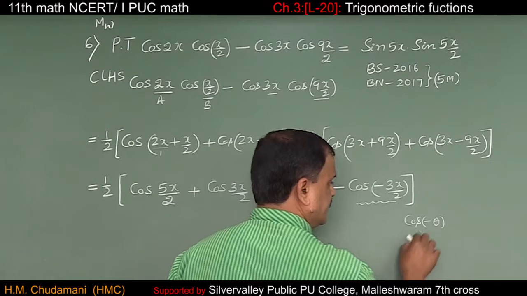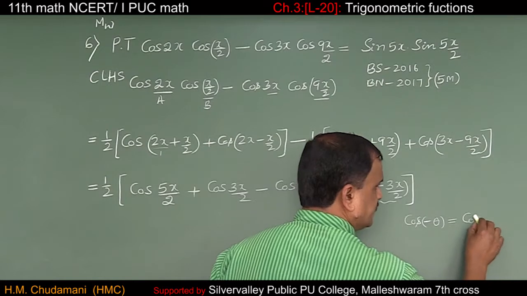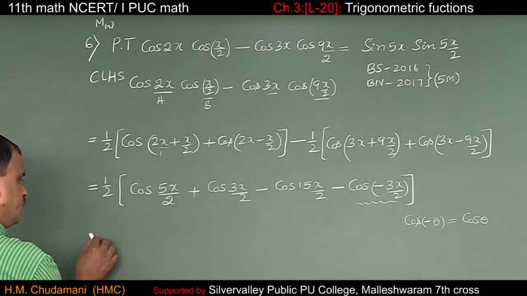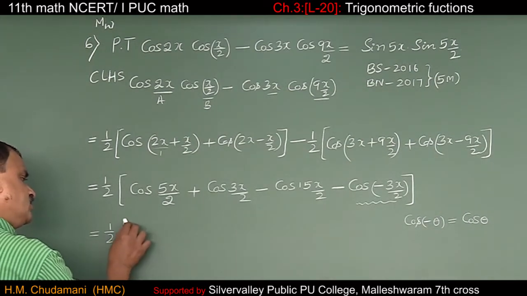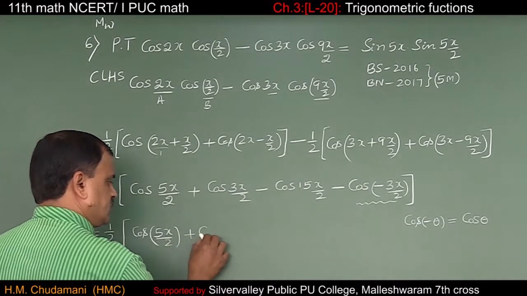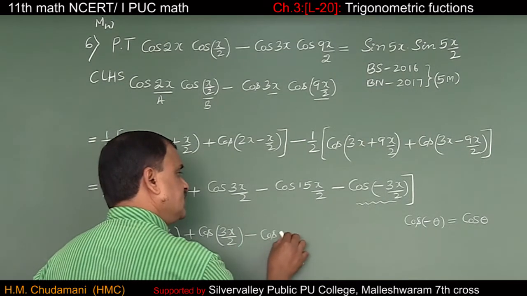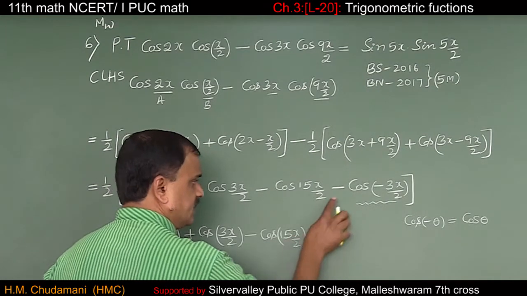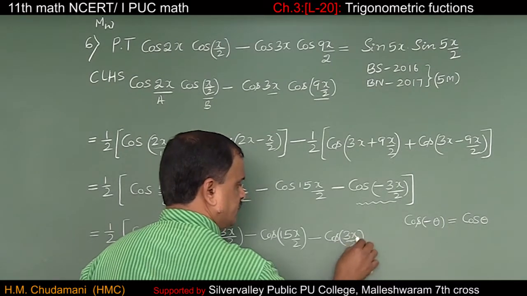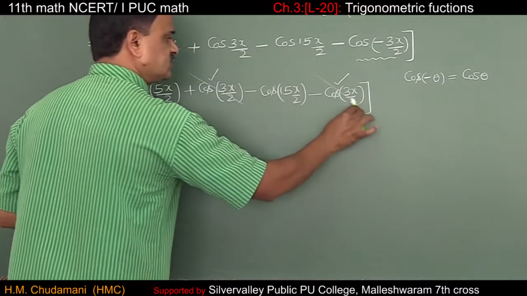What is cos of minus theta? Minus theta lies in the fourth quadrant. As per the ASTC rule, it is positive only, plus cos theta. Okay. So now this is equal to 1 by 2 into cos 5x by 2 plus cos 3x by 2 minus cos 15x by 2 minus cos of minus 3x by 2. Cos of minus theta is plus cos theta. See this? Minus cos 3x by 2, this is plus cos 3x by 2.